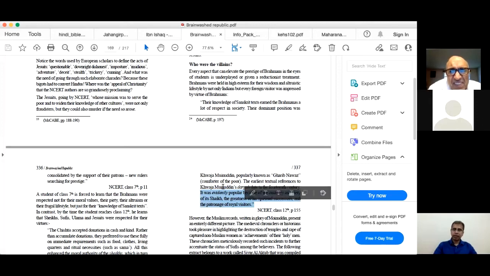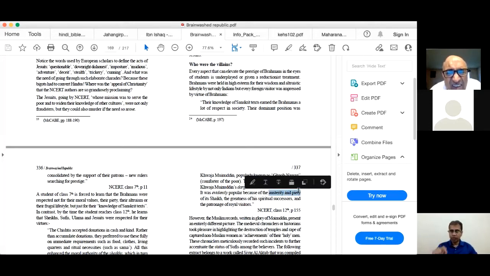That now Moinuddin Chishti was actually a rapist of his time. He was a brigand of his times, whom we falsely have been doing. And look at the terminology that is being associated. He was popular because of his austerity and piety. Brahmins did not possess this quality. Brahmins were respected because of their knowledge of Sanskrit texts. But this person, who is a recorded rapist in history, he was popular because of austerity and piety.